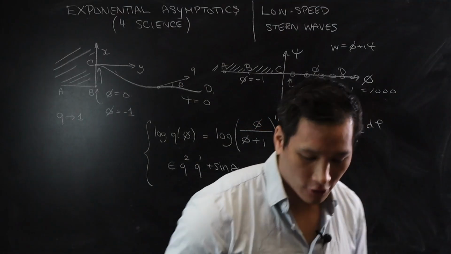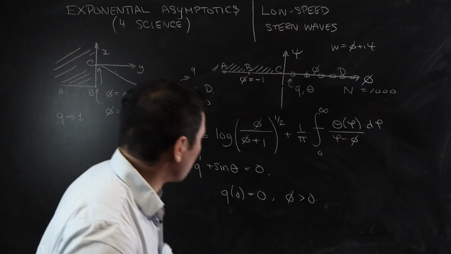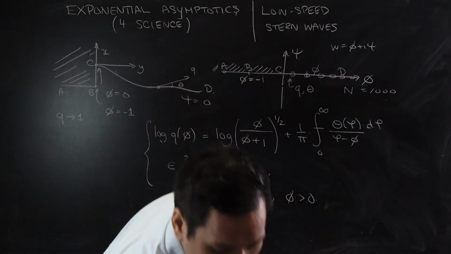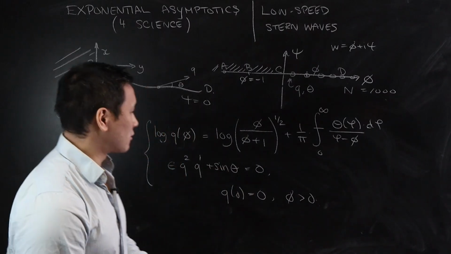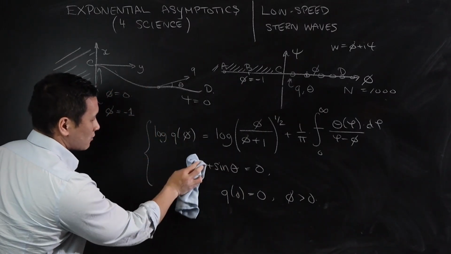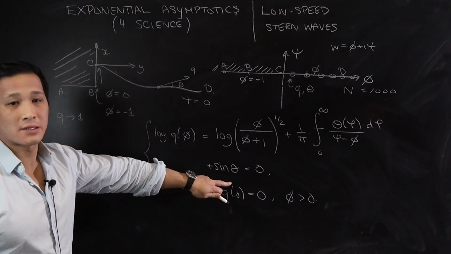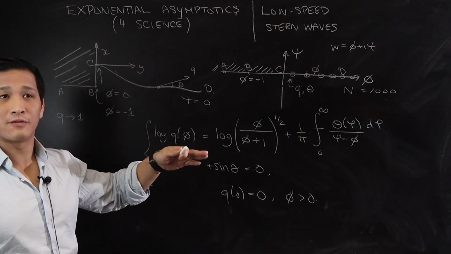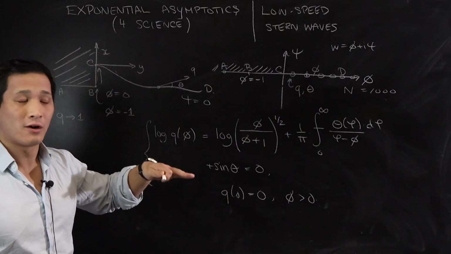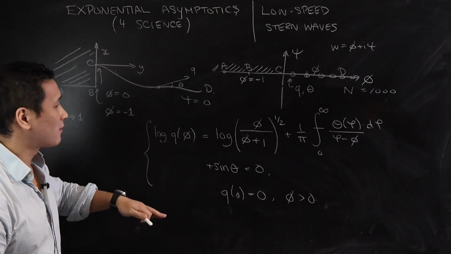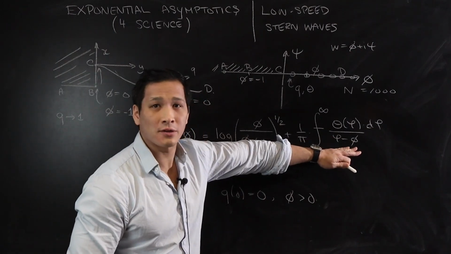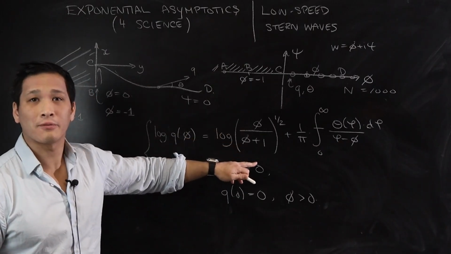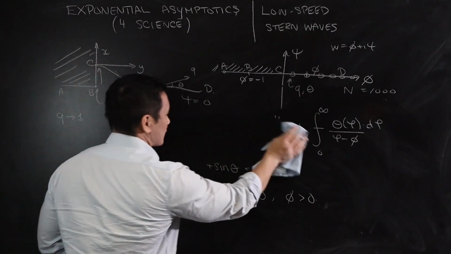Now, before I show you what the plot looks like, let's just do a little bit of analysis on this set of equations. If epsilon is equal to 0, this term goes away. I have sine of theta is equal to 0, so therefore theta is equal to 0. That's what I expect, because if epsilon is 0, if the speed of the stream is very slow, then my free surface should be largely flat. If theta is 0, this integral disappears, and I'm left with q is equal to phi over phi plus 1 to the 1/2.